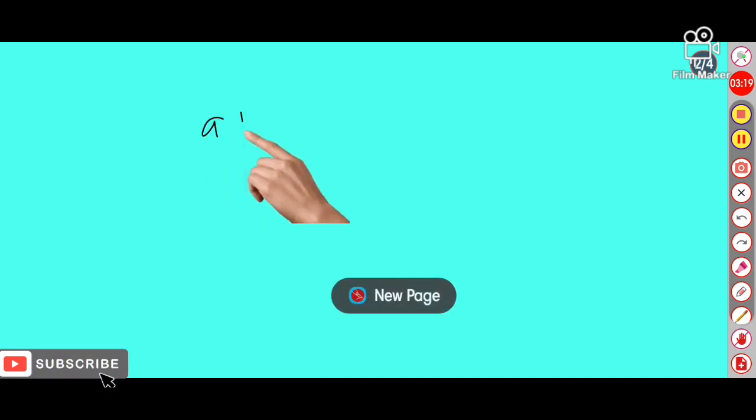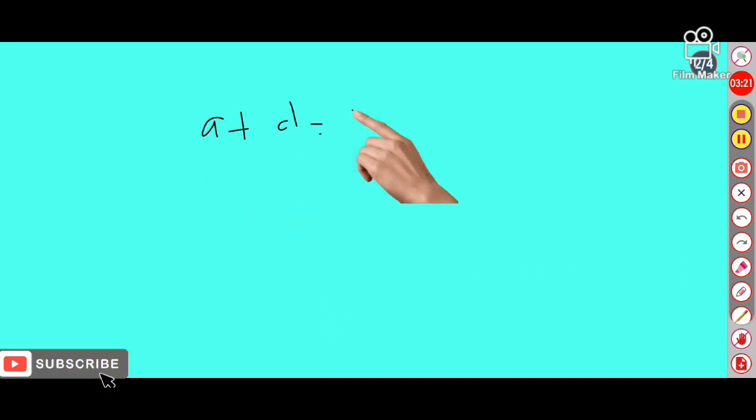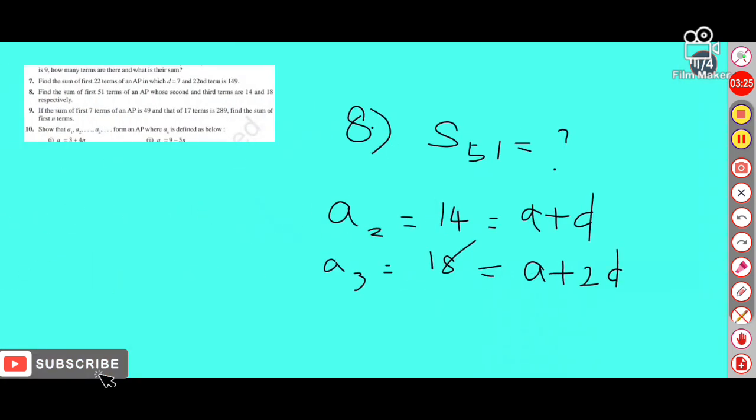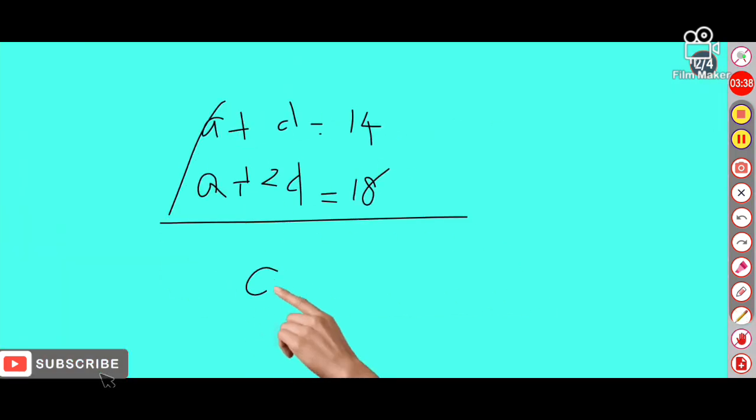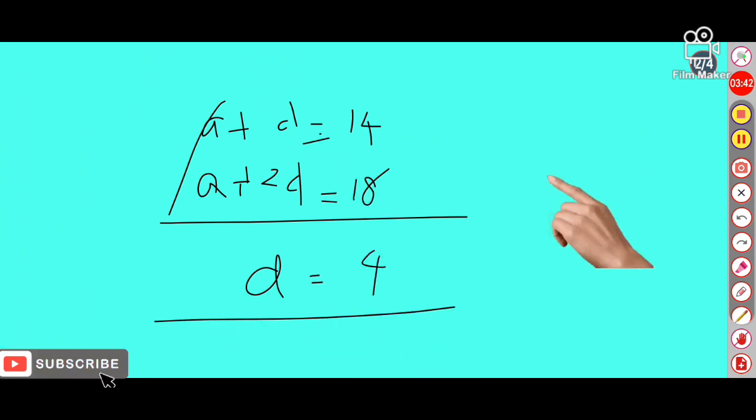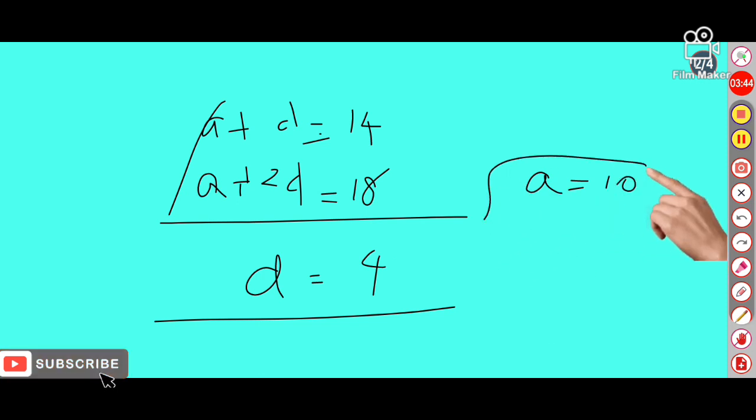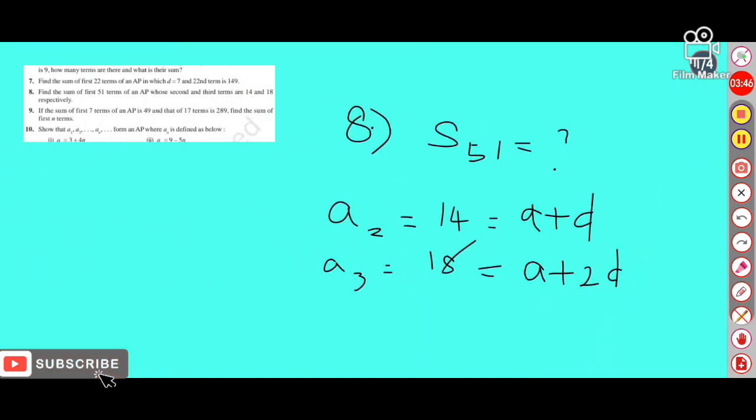So a plus d gives you 14, and a plus 2d gives you 18. The value of d is 4. When you substitute it, you get the value of a to be 10. These are simple maths. Hope you guys understand.